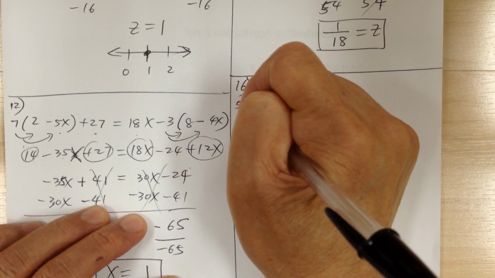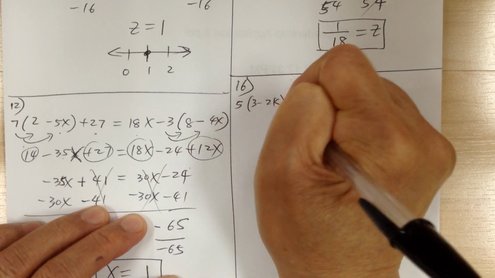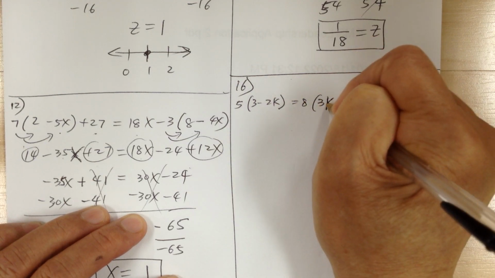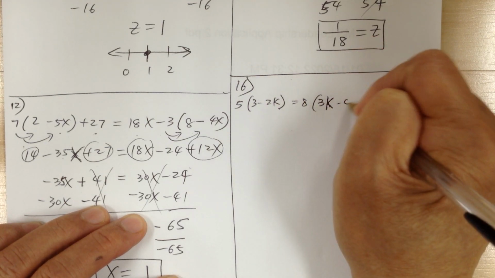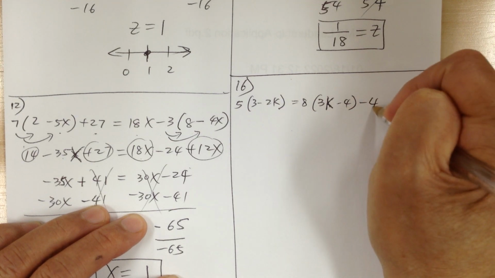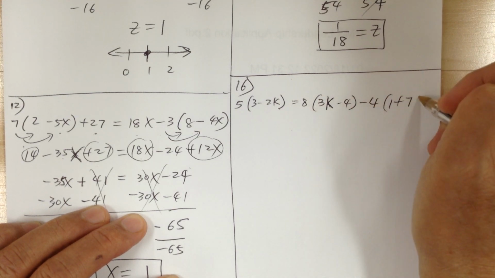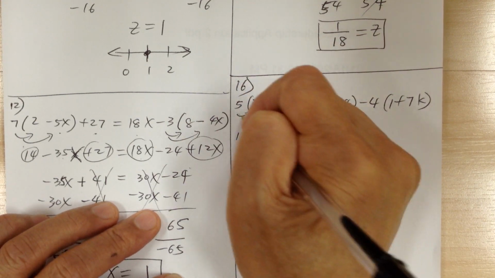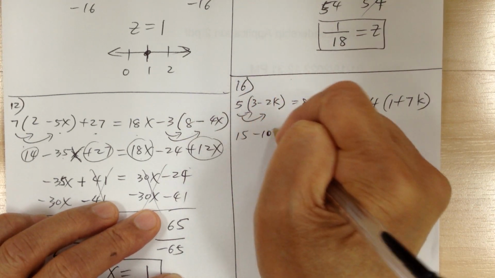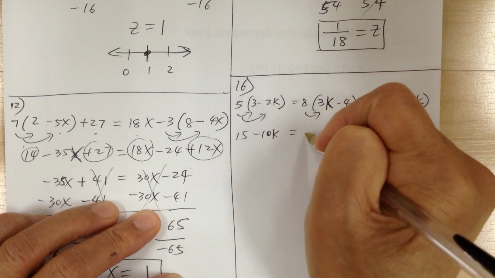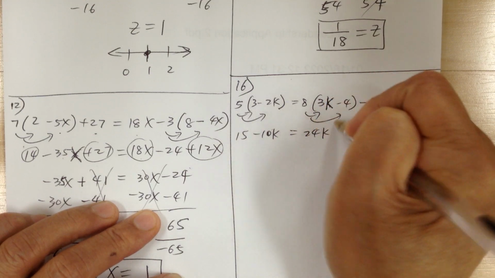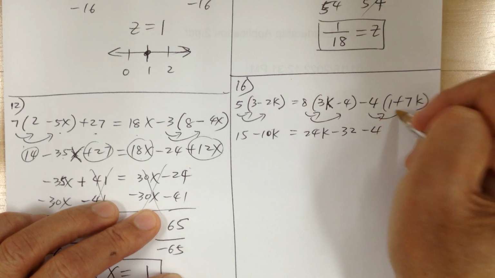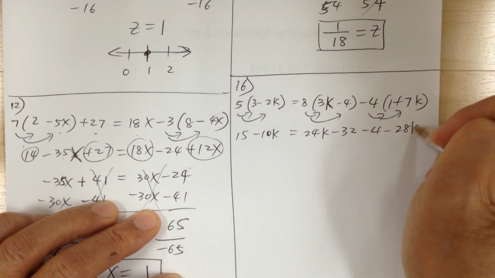Okay, so you've got 5 times (3 minus 2k) equal to 8 times (3k minus 4) times (1 plus 7k)... Okay, so you can distribute, so it would be 15 minus 10k equal to 24k minus 32 minus 4 minus 28k.